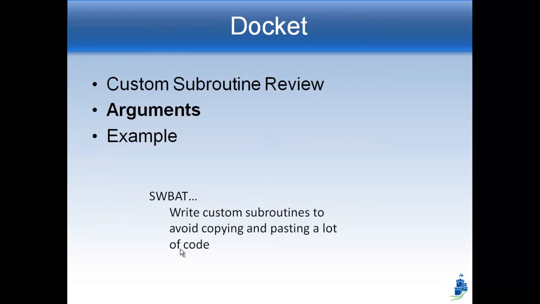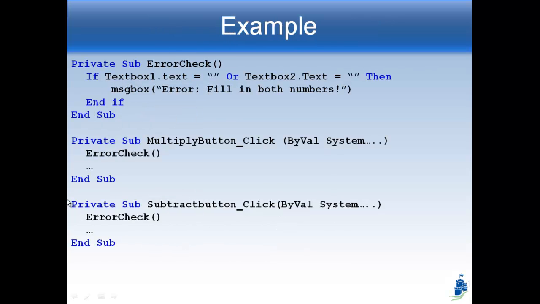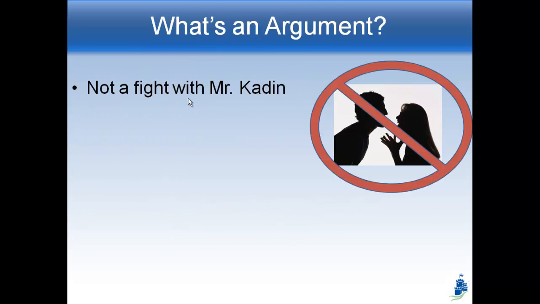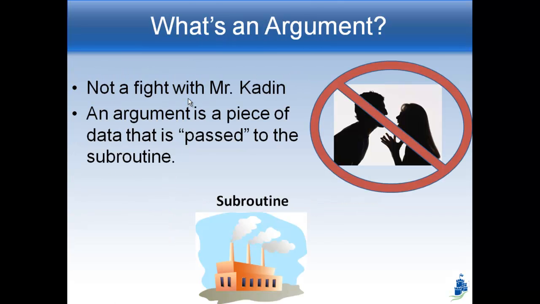So as you saw before, a subroutine is up here, right? It has this in here. Now we can look at text boxes and things like that, but we're not passing any information to the subroutine directly. What an argument does is just that. We pass information to it.